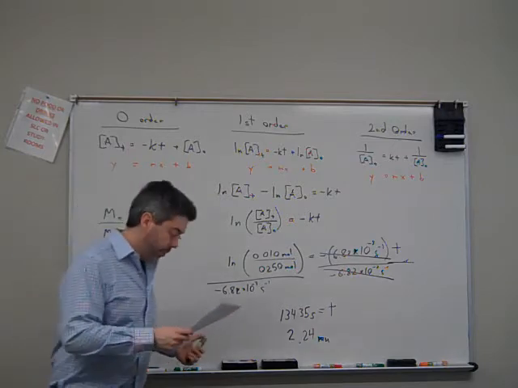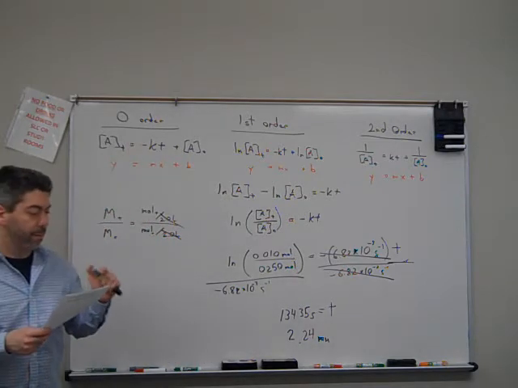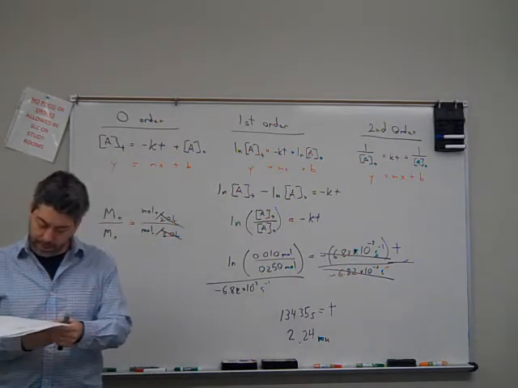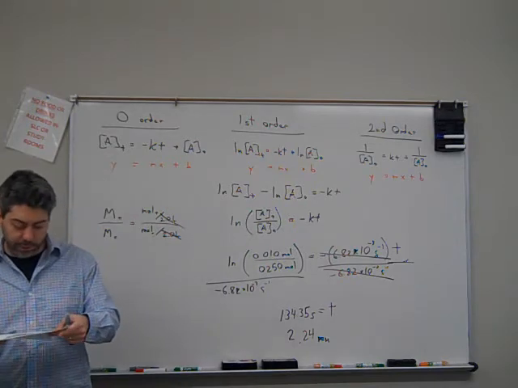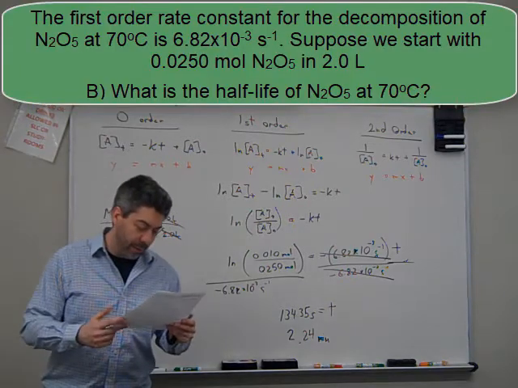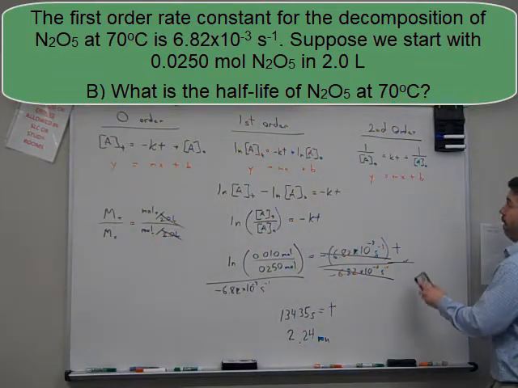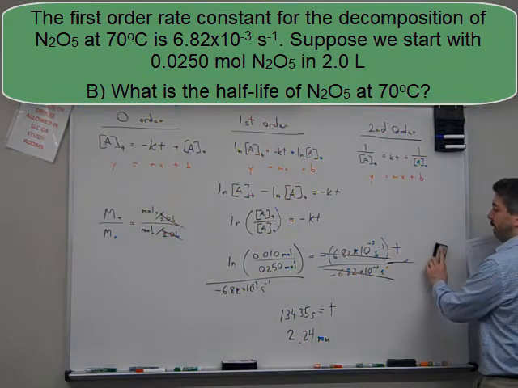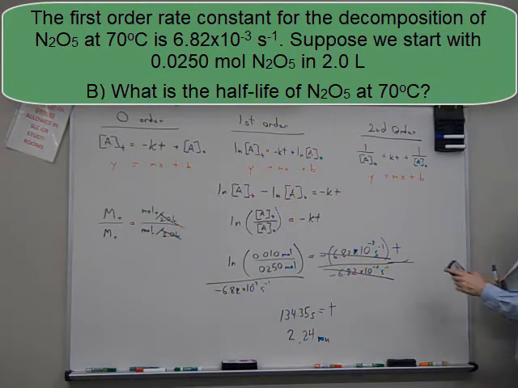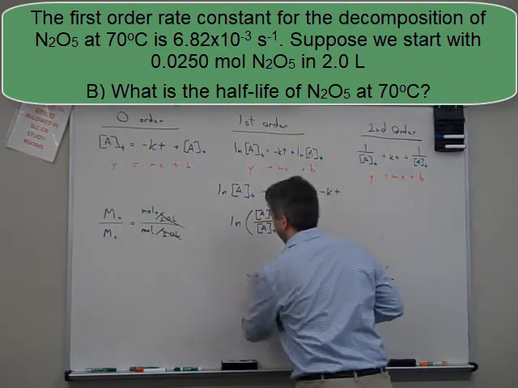So I want to get to. We may come back to more of this. Oh, let's do C first. It says, what is the half-life of N2O5 at 70 degrees Celsius? What is the half-life of N2O5 at 70 degrees Celsius? Is it okay if I erase this? Yeah.